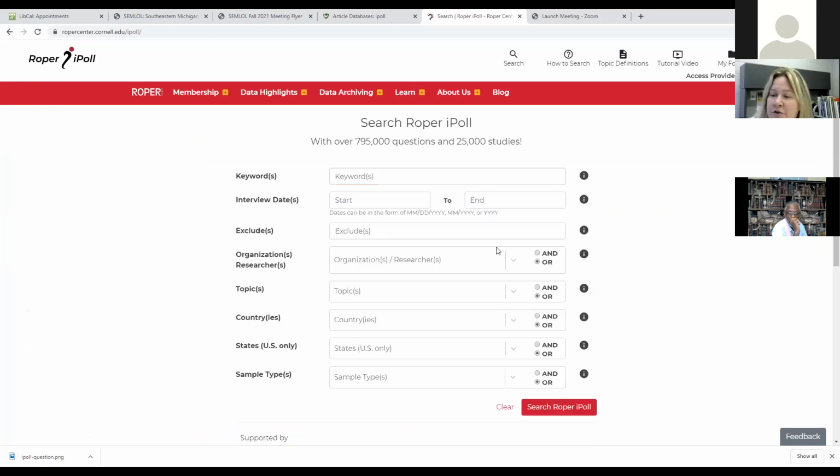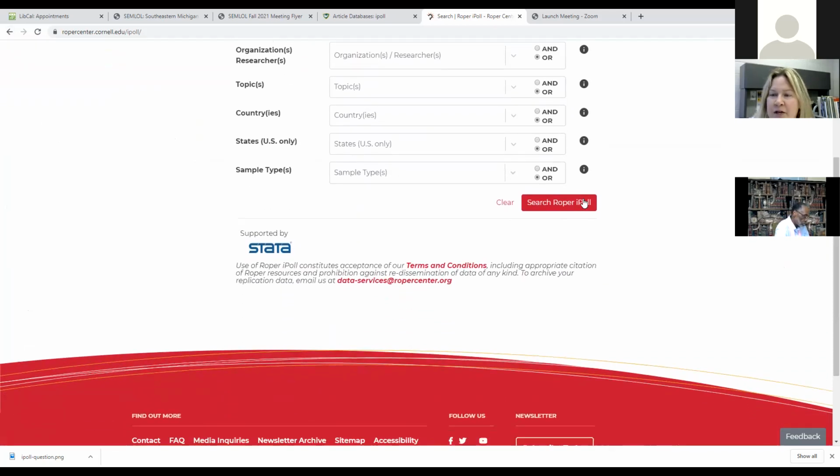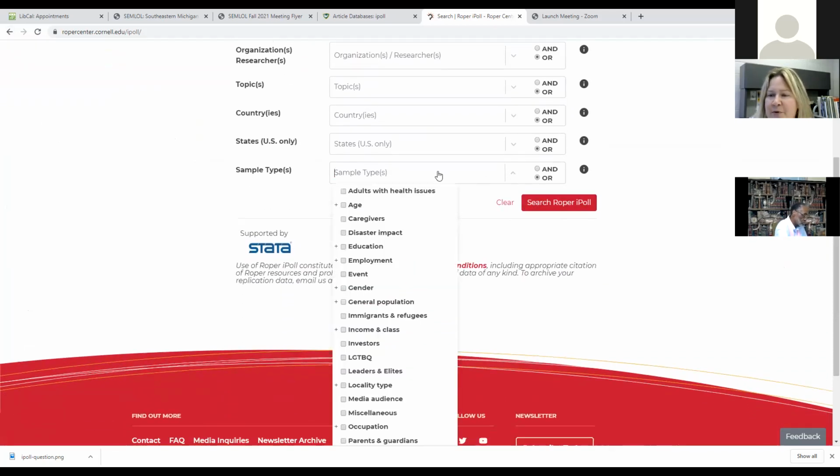Other additional search features, some interesting things that Roper iPoll does. On sample types, you can see where was this a part of the sample? And again, this is kind of the language of the Roper Center, but they have things like, were immigrants included in the sample? Here's an interesting one, leaders and elites.